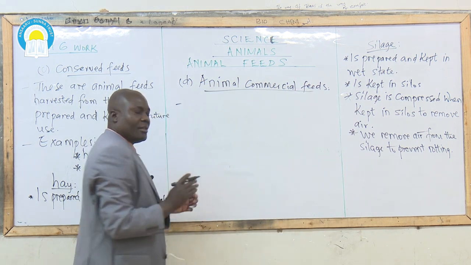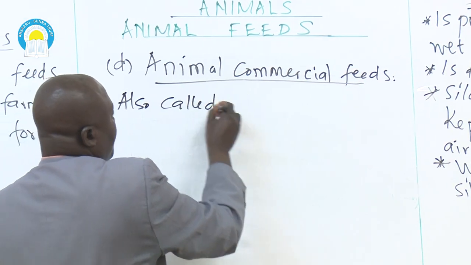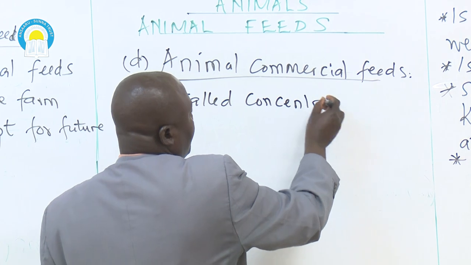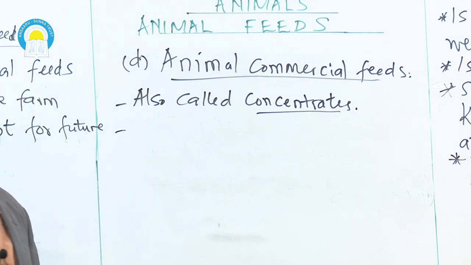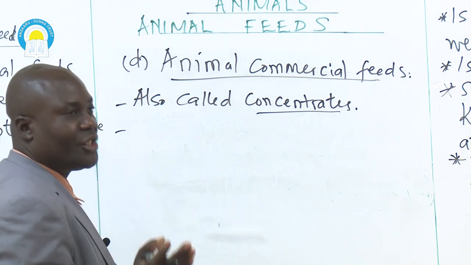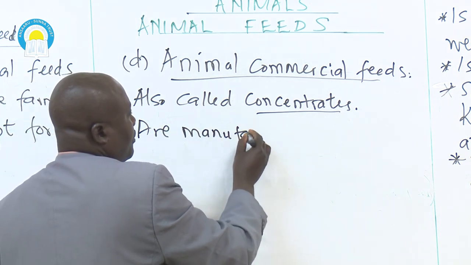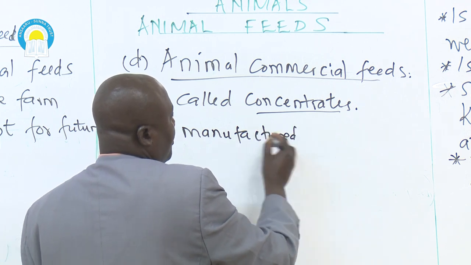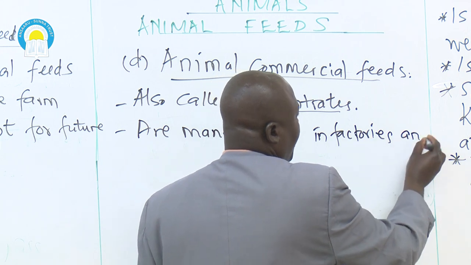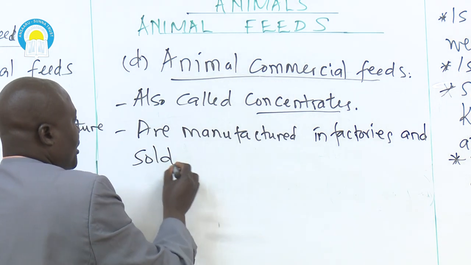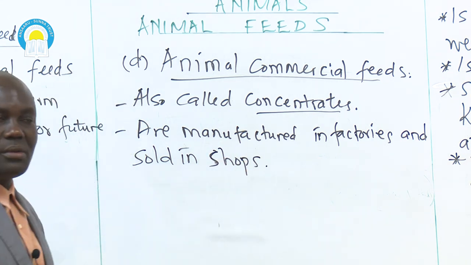So you find that one, they are also called concentrates. Two, you find that this type of animal feeds, they are bought from the shop, are manufactured in factories and sold in shops. That's what you call animal commercial feeds.